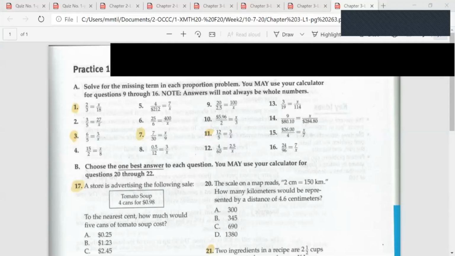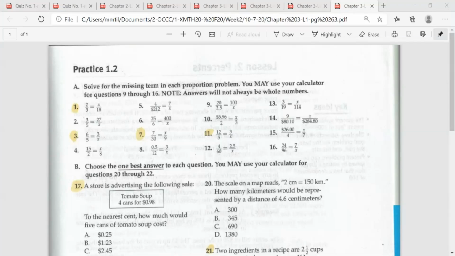Okay, so can you see the practice set again? Yeah. Okay, look at number 14. 9 over $80.10 is equal to x over $284.80. Good grief. Now we can take that and cross multiply. Let's do that. So it's 9 over 80.1 is equal to x over 284.8.